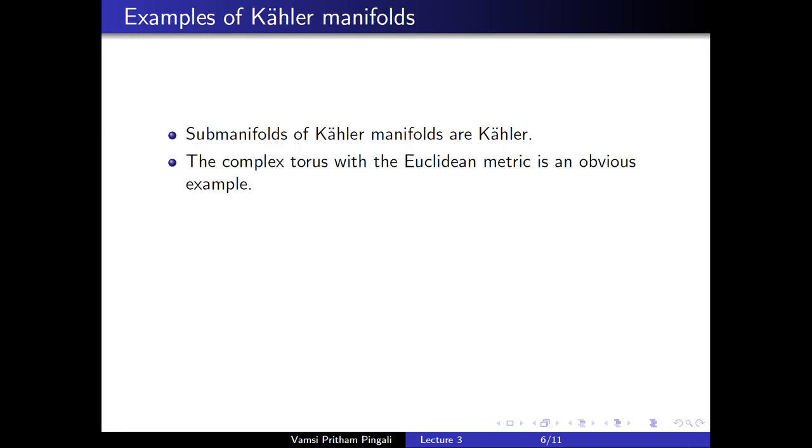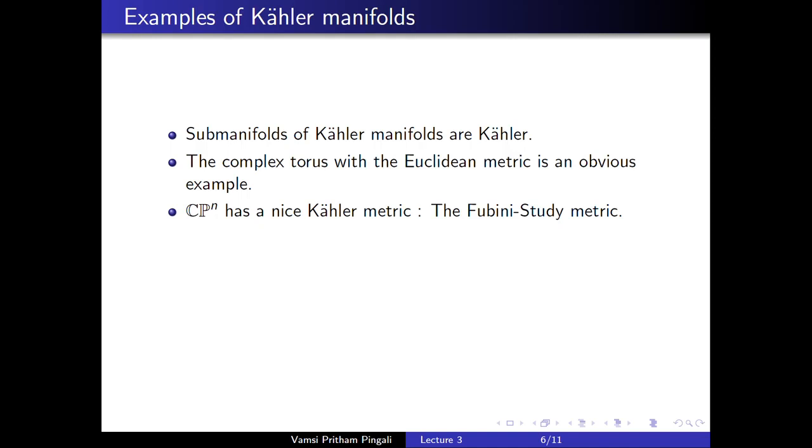The complex torus with the Euclidean metric is an obvious example of a Kähler metric. Right? What about the Hopf surface? That does not have any Kähler metrics, as we just proved. What about CP^n? Not only does CP^n have a Kähler metric, there's a very nice Kähler metric on it called the Fubini-Study metric.